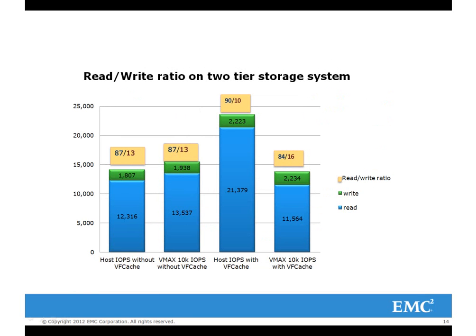Before VFCache was enabled, the read-write ratio was consistent on the host and the VMAX 10K. After VFCache was enabled, the read-write ratio increased on the host but decreased on storage backend. Read IOs on the host increased approximately 10,000. Write IOs increased about 23%. Total host IOPS almost doubled while backend IO decreased modestly.